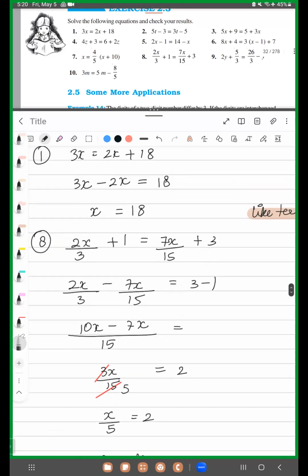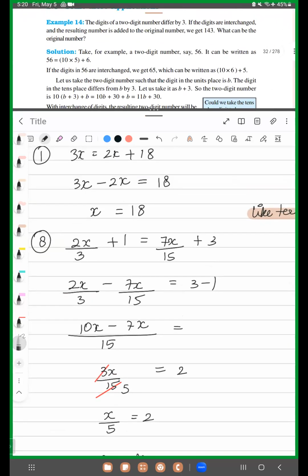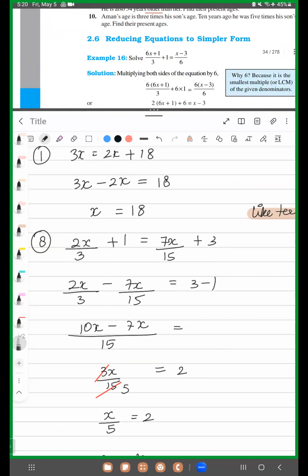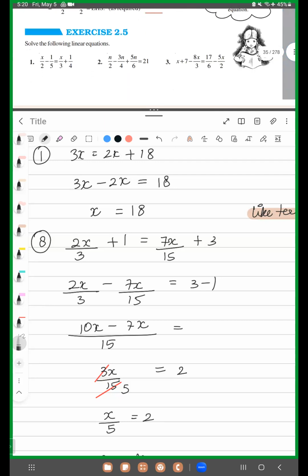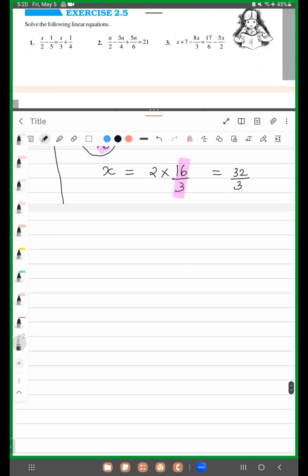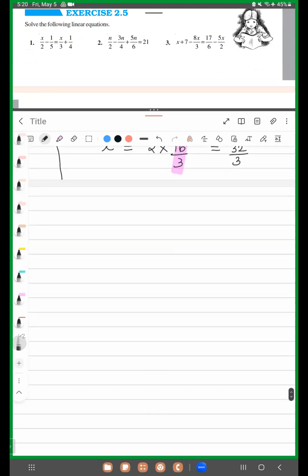So I think the rest of this exercise you can do by yourself. Okay, so then it will be 2 multiplied by 5 is equal to 10. Now let's come to exercise 2.5.